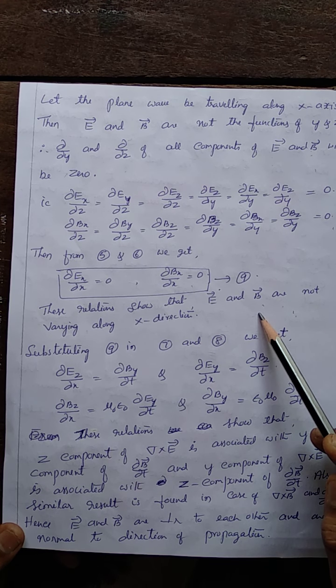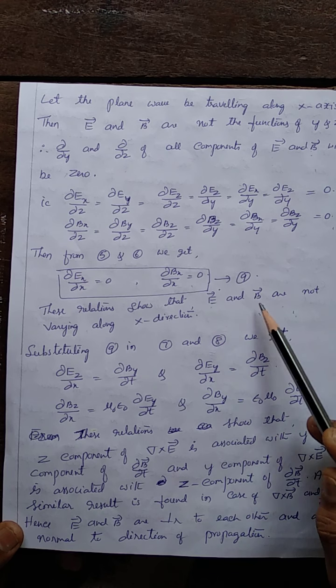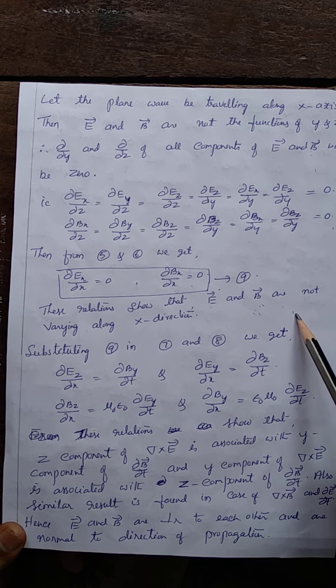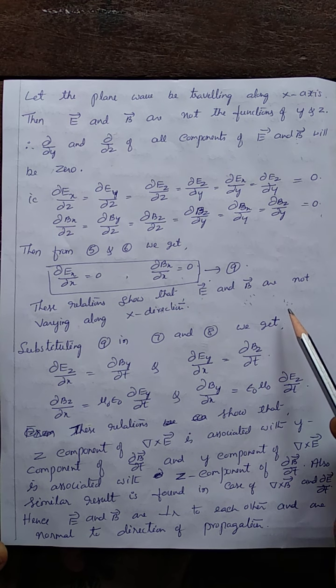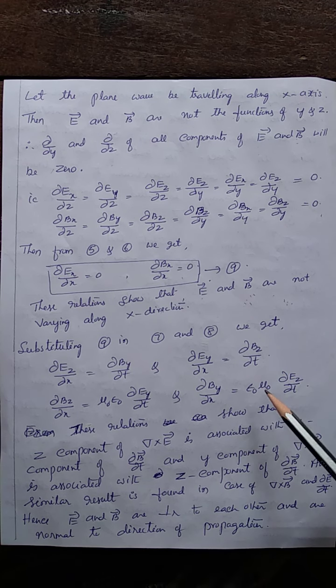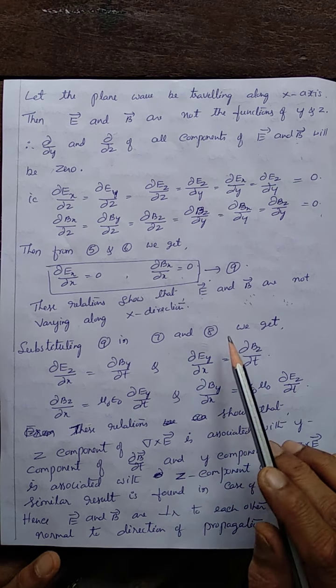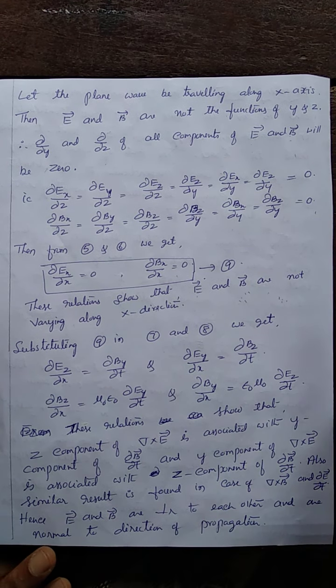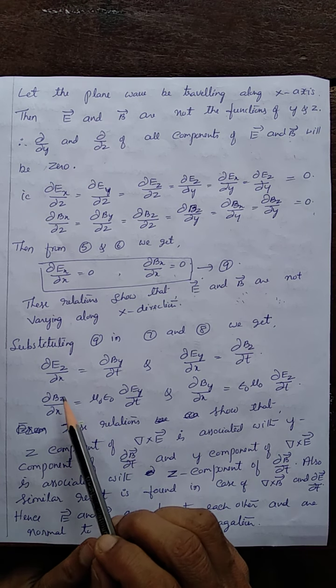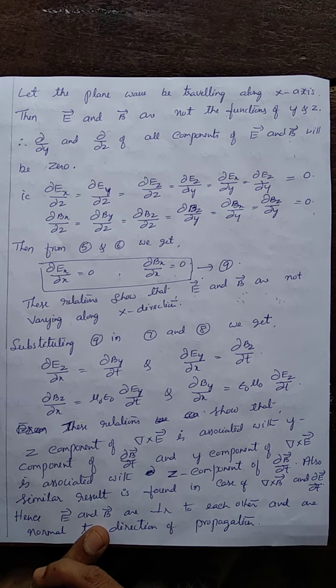What this says, so the variation of E and B along y and z direction respectively gives rise to the disturbance propagating in the perpendicular direction, that is along x, thereby proving that electromagnetic wave is a transverse wave. And further, using 7 and 8, substitute these things in 7 and 8 also, then we get these relations.